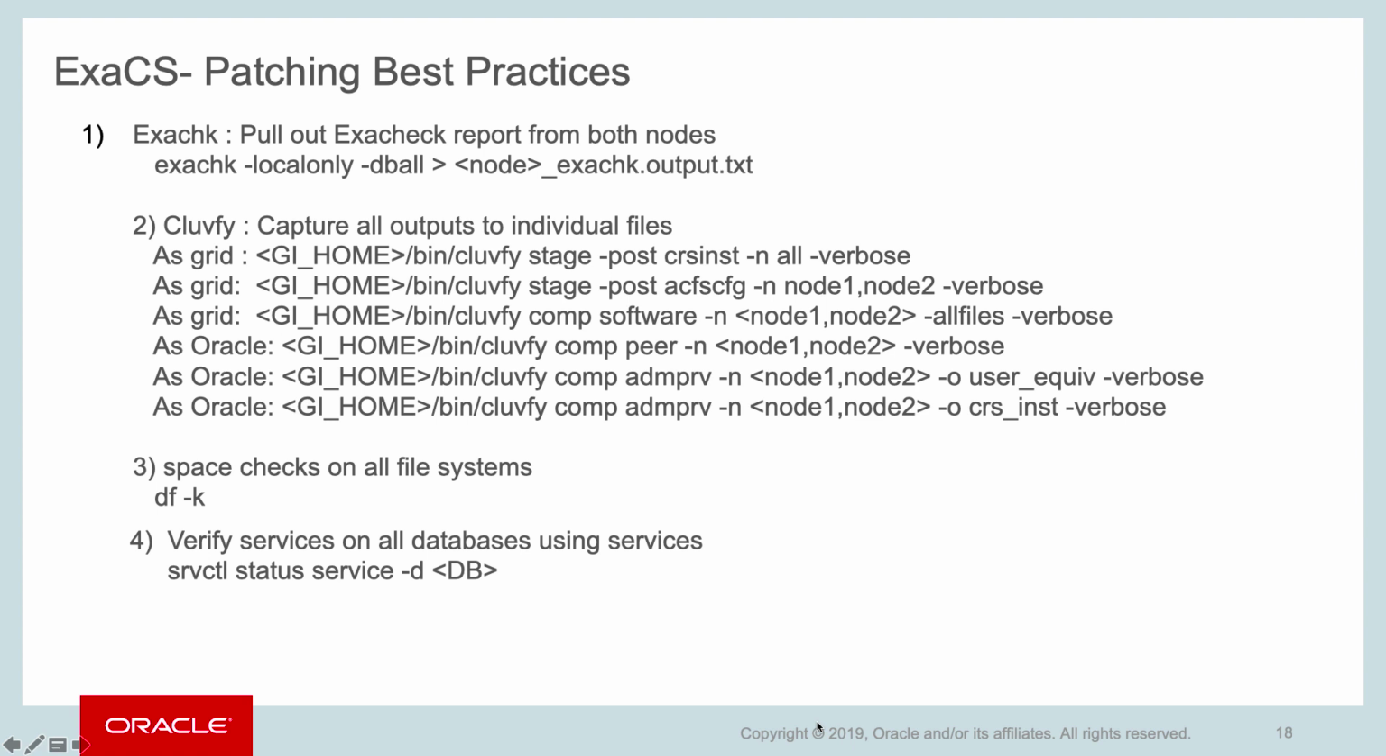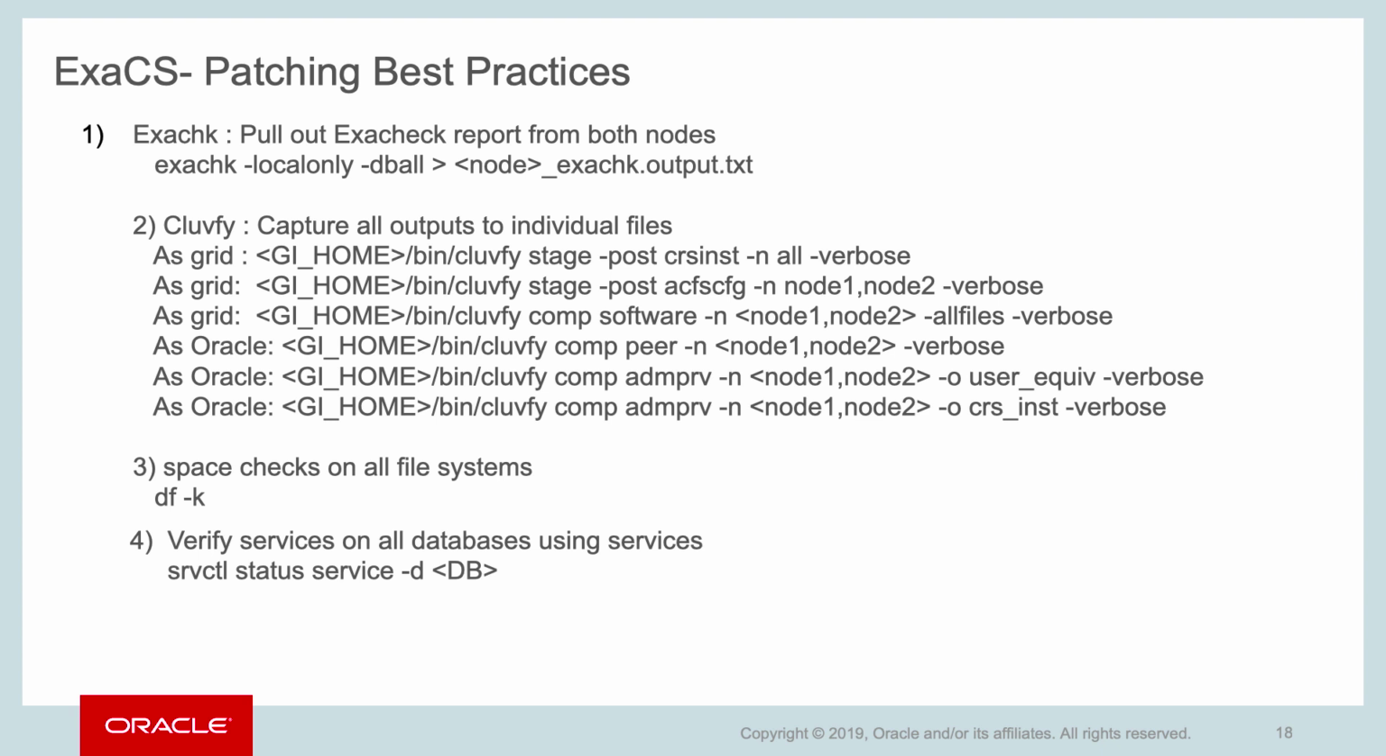So let's take a look at ExaCS patching best practices. You should be pulling out basically the exacheck report from both the nodes, and you can use the syntax exacheck local only provided with the database name, or you can redirect the output to a text file. These exacheck outputs always point out if anything is missing or needs your attention even before applying the patches. So that is a good idea, to take the exacheck report.